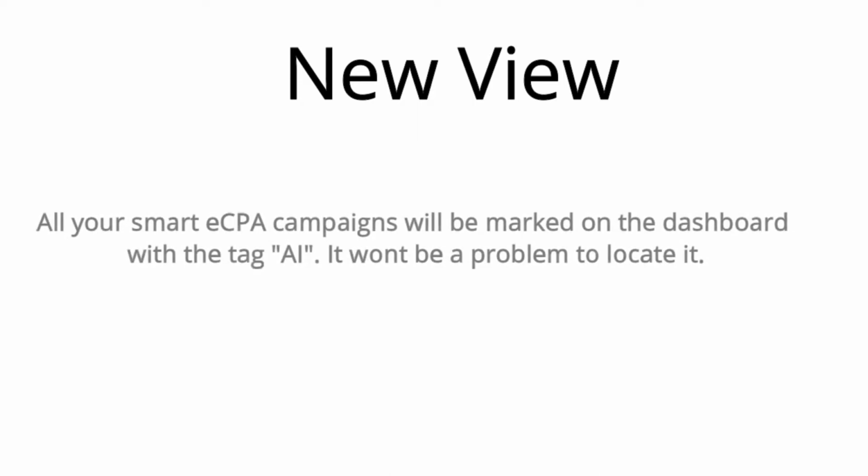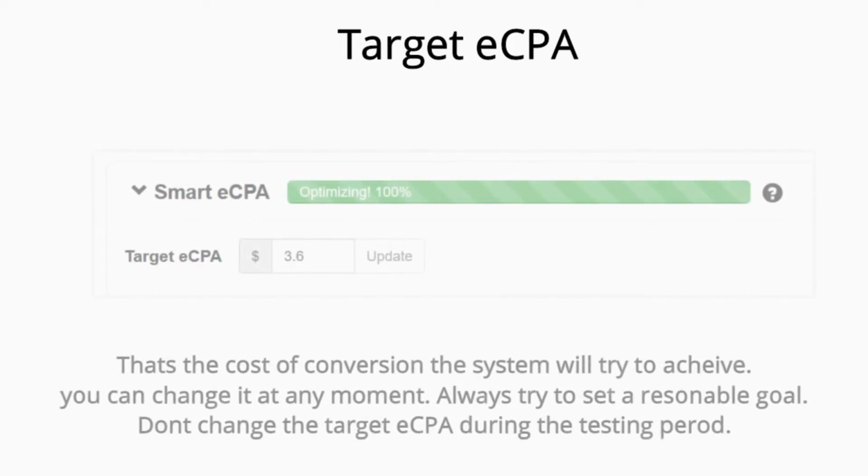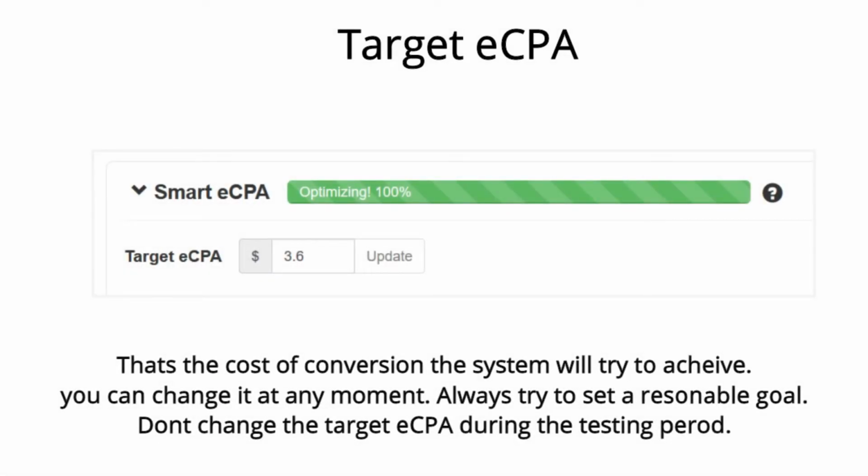Alright, so your new view. All your Smart eCPA campaigns will be marked on the dashboard with the tag AI. It won't be a problem to find them. The dashboard for Smart eCPA also has some differences. Target eCPA. That's the cost of conversion the system will try to achieve.